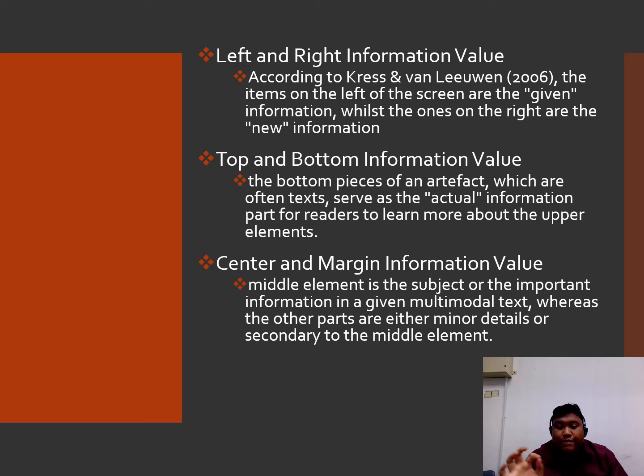Now, according to top and bottom information value, the bottom piece of an artifact serves as actual information, for readers to learn more about the upper elements. Next you have center and margin information values, in which the middle element is the subject of the important information, whereas the other parts are minor details or secondary to the middle element.